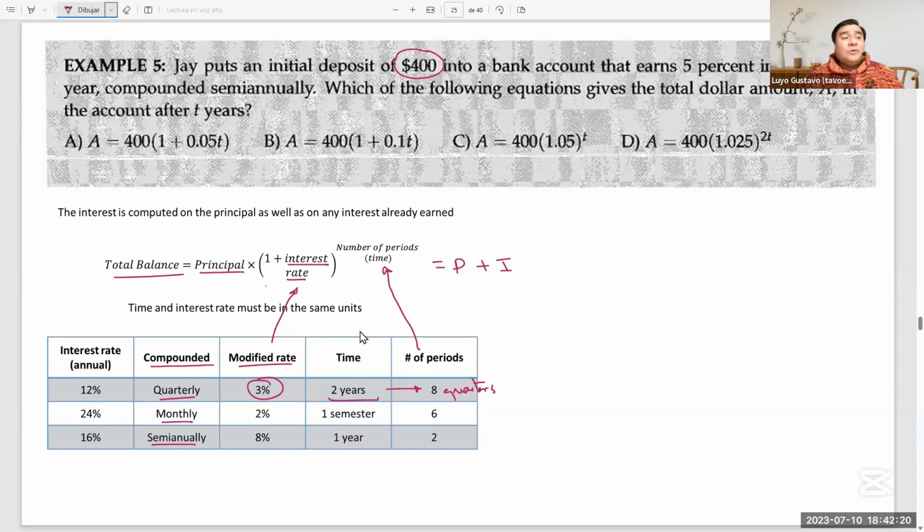What is the interest or the annual interest rate in the text of this question? What is the value here? 5%, very good. What is the frequency of interest accumulation? Look for the phrase compounded.